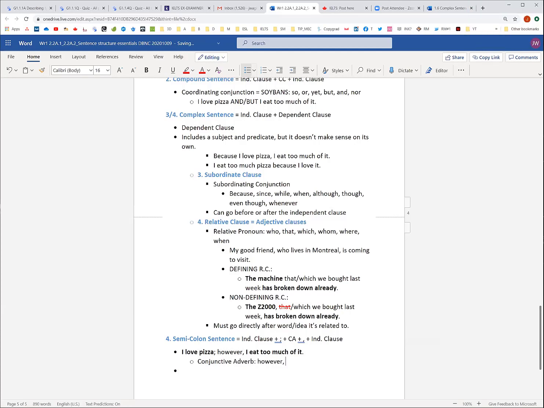We've got however, therefore, moreover, furthermore. We also have phrases like as well. Notice this is not as well as, it's just as well. Also, adverbs like finally, strangely, lots and lots of adverbs will work in this way. Unfortunately, phrases like on the other hand.